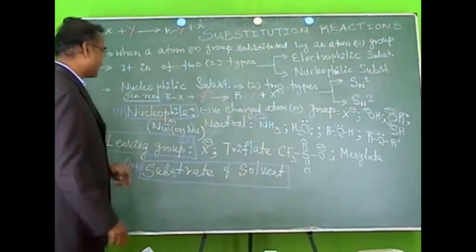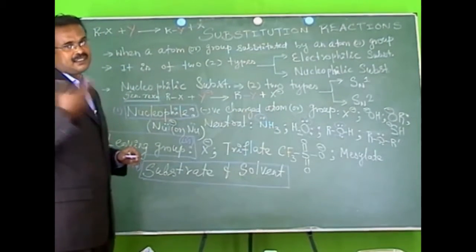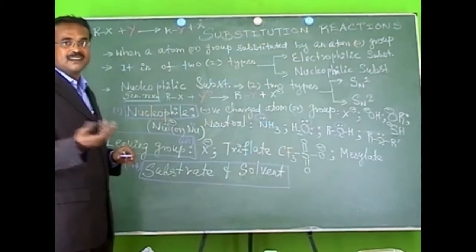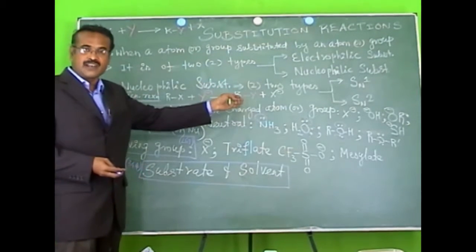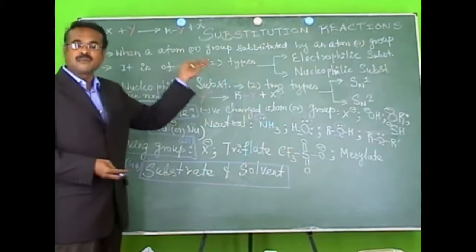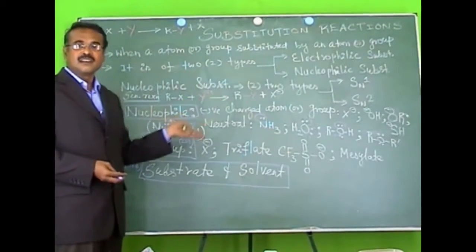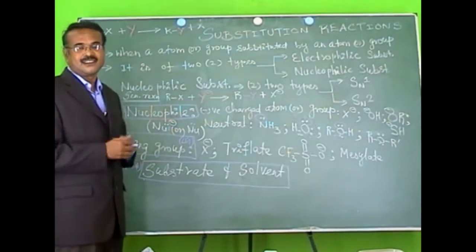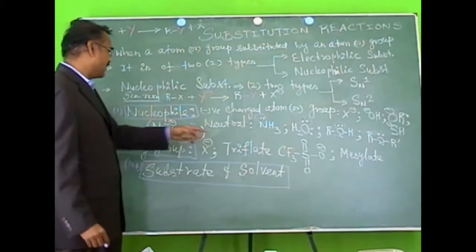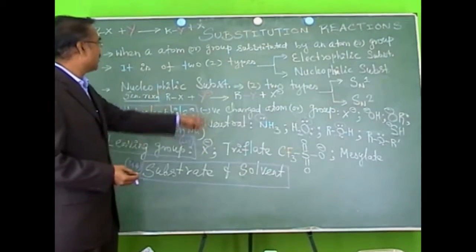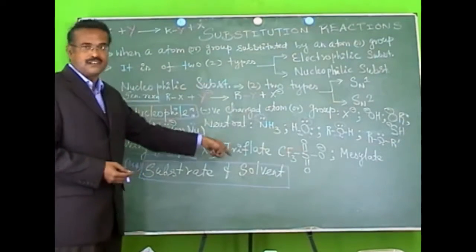Then the substrate. A substrate can be aliphatic or aromatic. If it is aliphatic, then it is called an aliphatic nucleophilic substitution reaction. If it is aromatic, it is an aromatic nucleophilic substitution reaction. It is a little rare. Aliphatic nucleophilic substitution reactions are very common. And then another important term involved in the nucleophilic substitution reaction is the solvent.